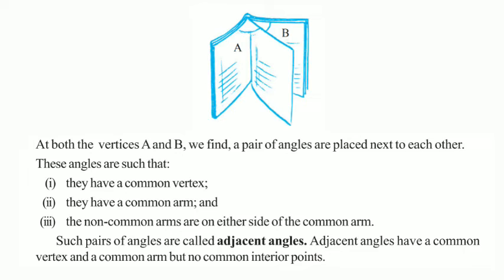At both the vertices A and B, we find a pair of angles placed next to each other. These angles are such that, first, they have a common vertex, second, they have a common arm, and third, the non-common arms are on either side of the common arm. Such a pair of angles are called adjacent angles. Adjacent angles have a common vertex and a common arm, but no common interior points.